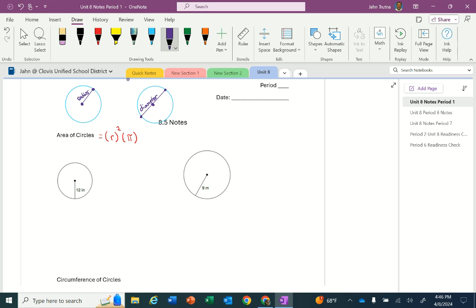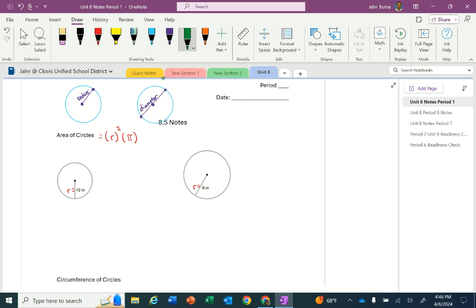So to find the area of a circle, we take the radius to the second power, and then we multiply it with the number pi. So as you see in example number 1 here and number 2, we are going to find the area of both of these circles. In the smaller circle, the radius is equal to 12. In the circle on the right, the radius is equal to 9.